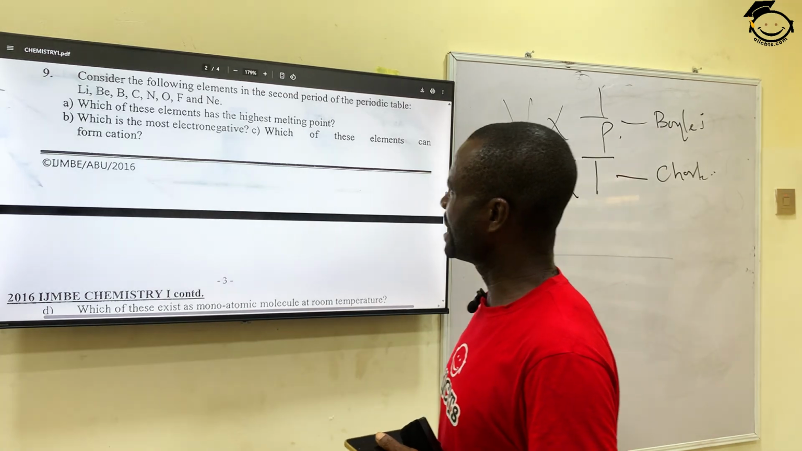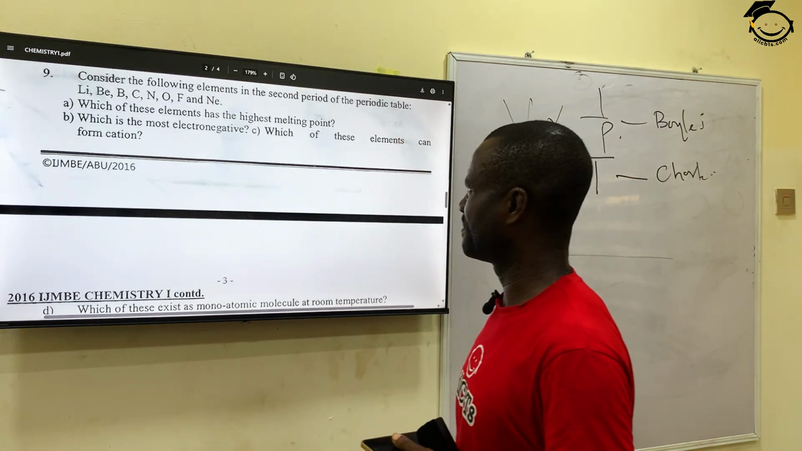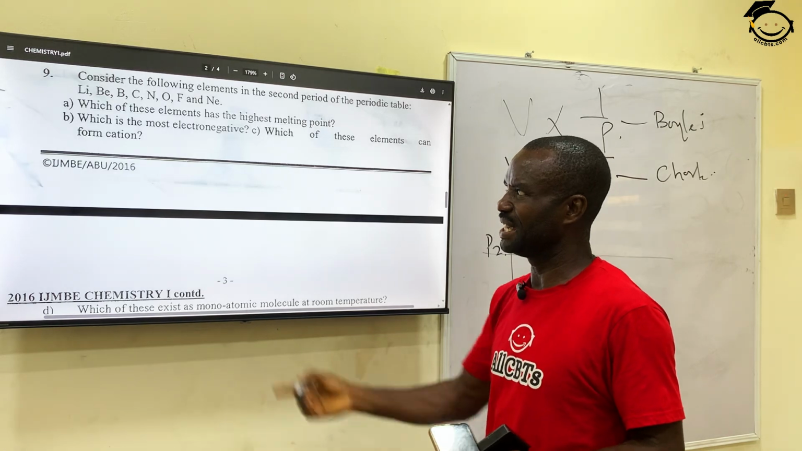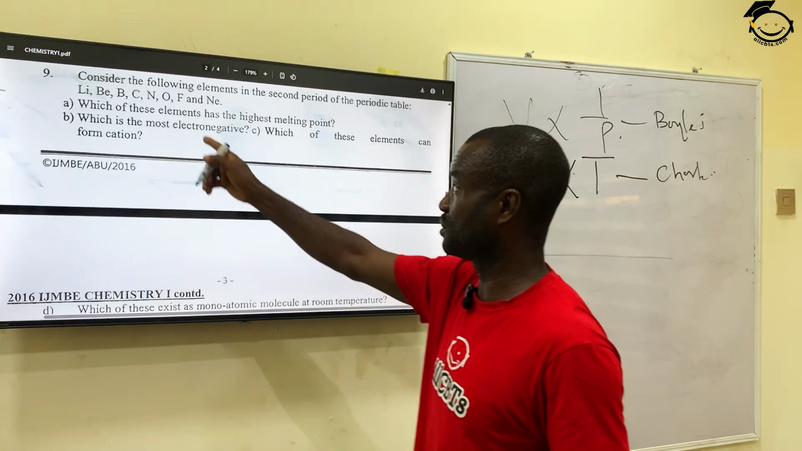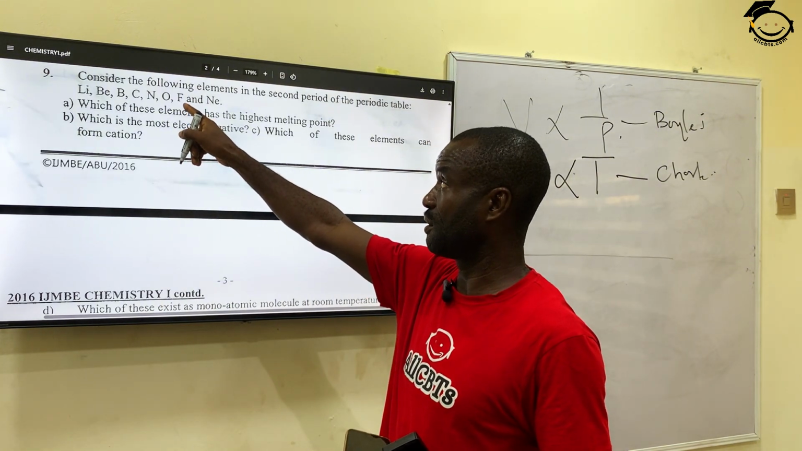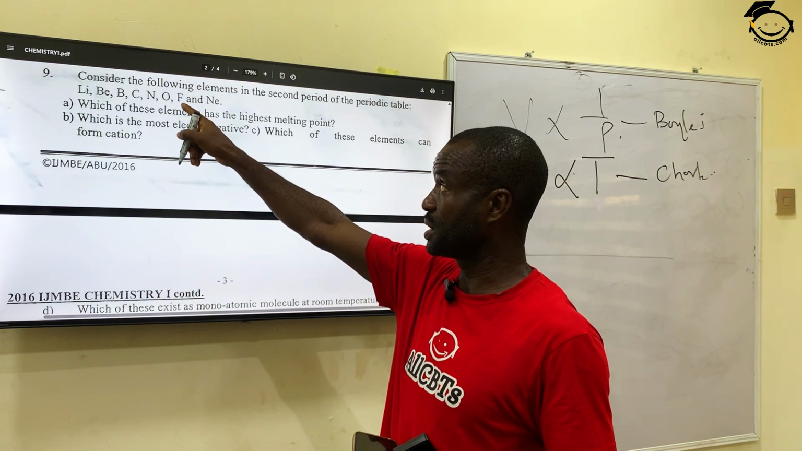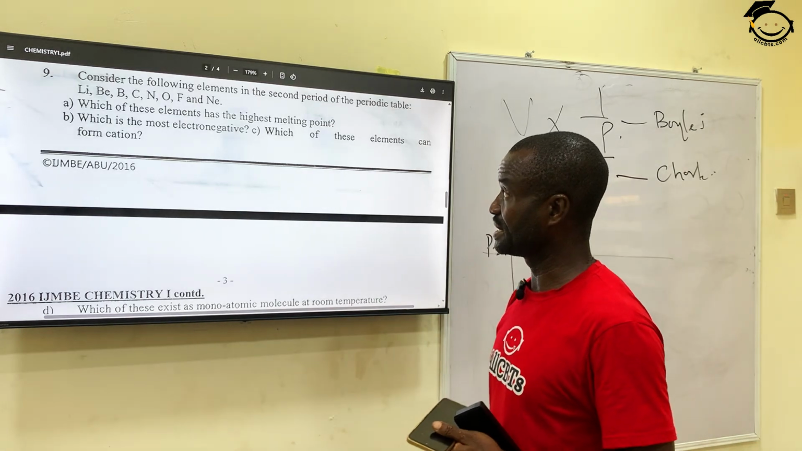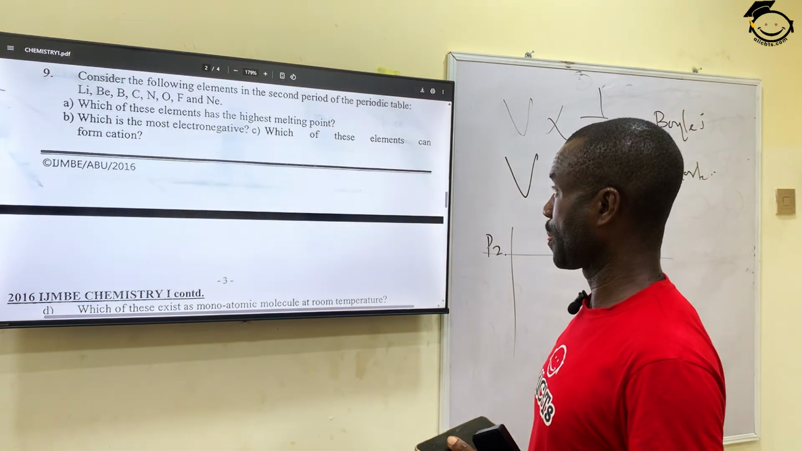Number B, which is the most electronegative? Which of these elements in period 2 is the most? Of course, it's going to be fluorine. Fluorine is the most electronegative in this group.